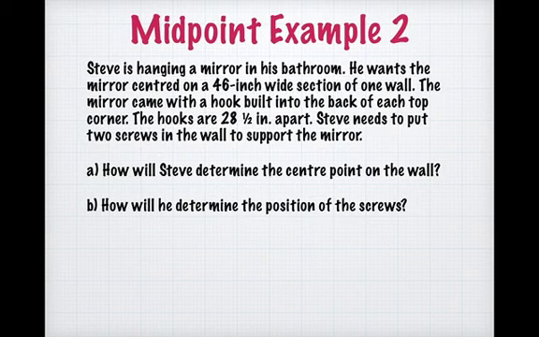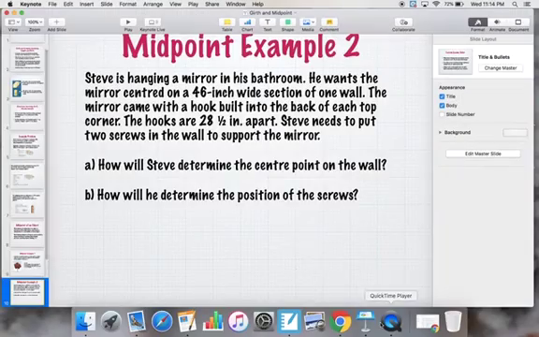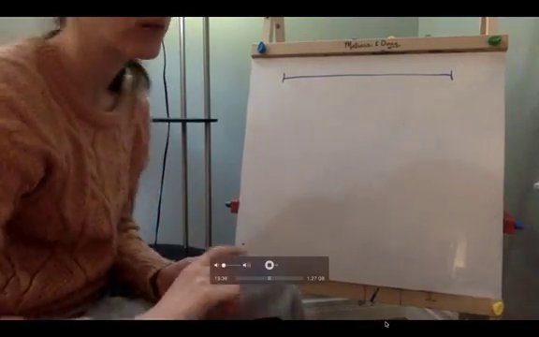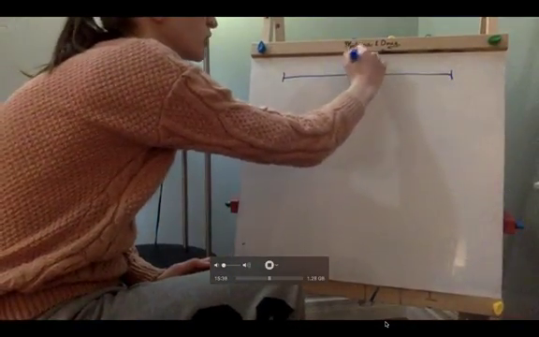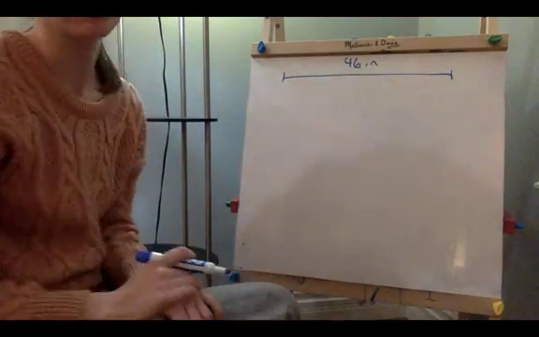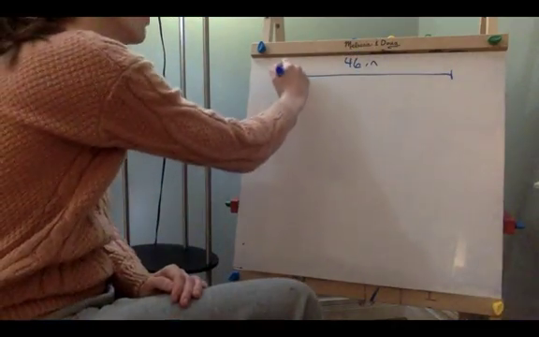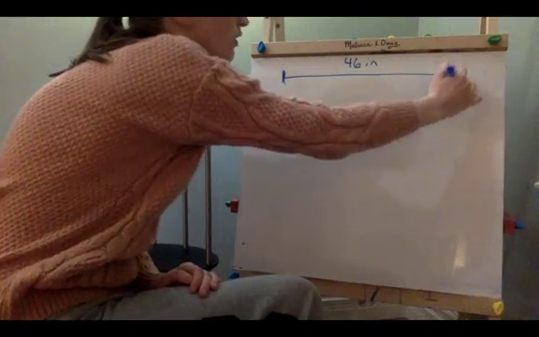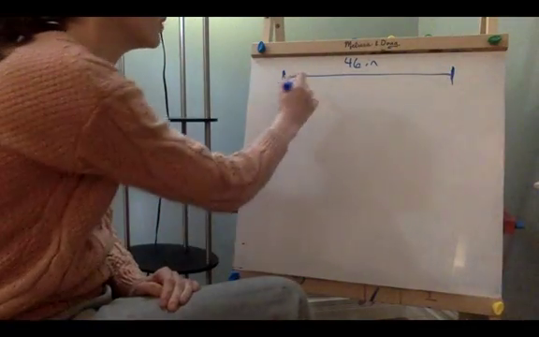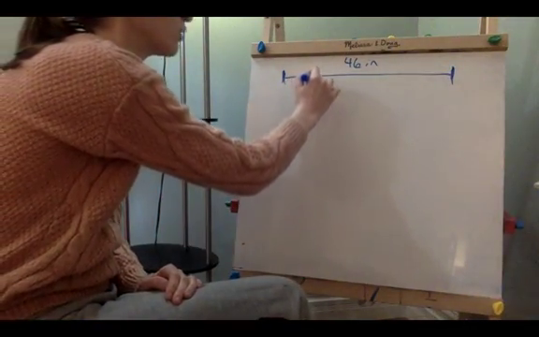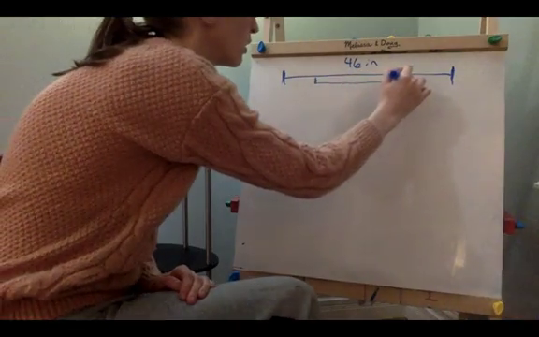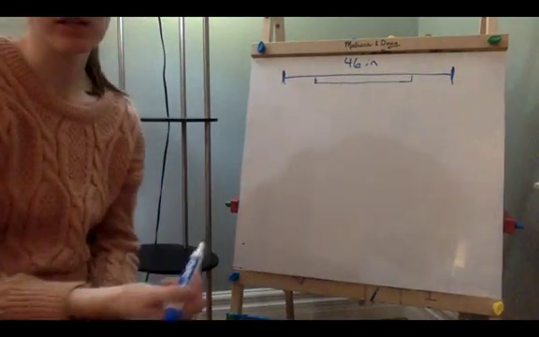So again, we start with what we know. We know that the wall that we're dealing with is 46 inches. So let's go to the whiteboard again. The wall is 46 inches. Let's start with figuring out where the center of the wall is. So this is one end of the wall, this is the other end of the wall. We want the mirror to be centered, so the mirror might actually go here, so it's nice and in the center.